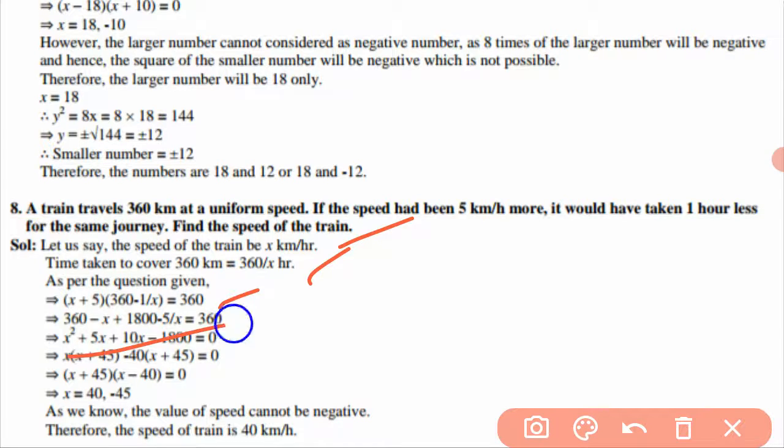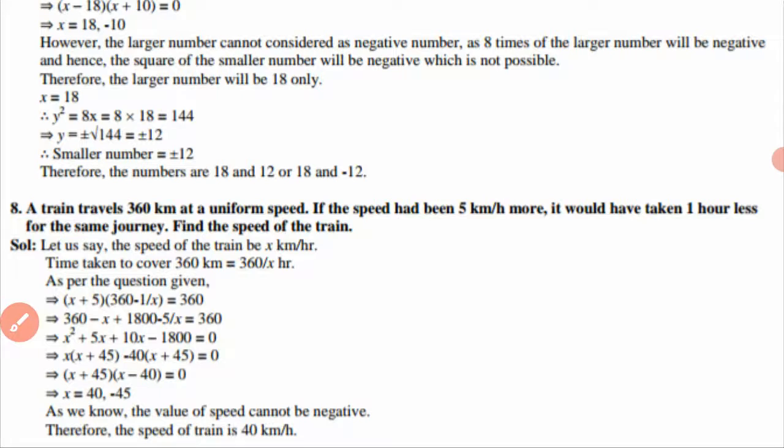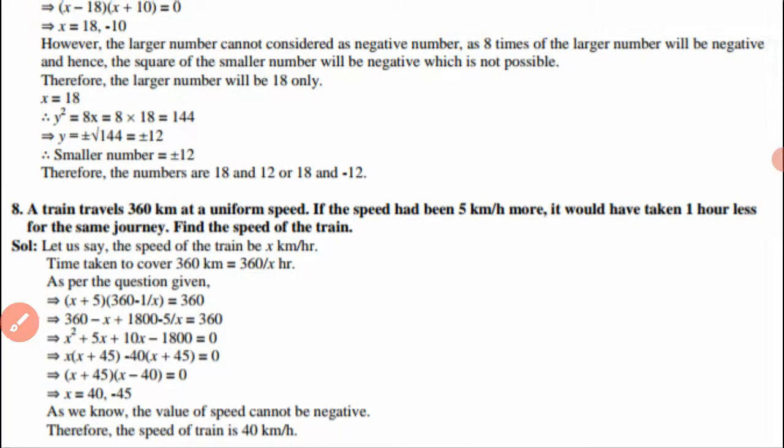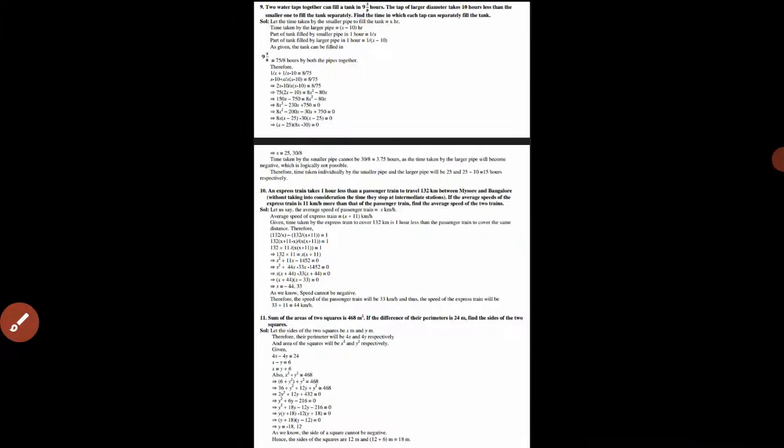So by solving this equation, the value of x will be 40 and minus 45. But minus 45 is a negative term, and speed cannot be negative. Therefore, the speed of the train will be taken as 40 km per hour. So in this way we can solve this question. Now after this, see question number 9.